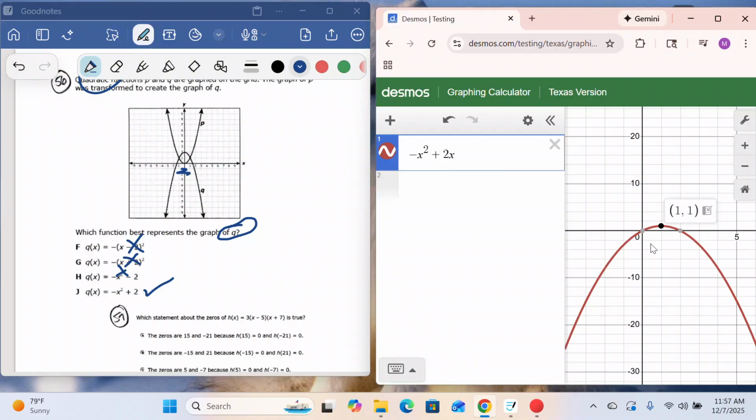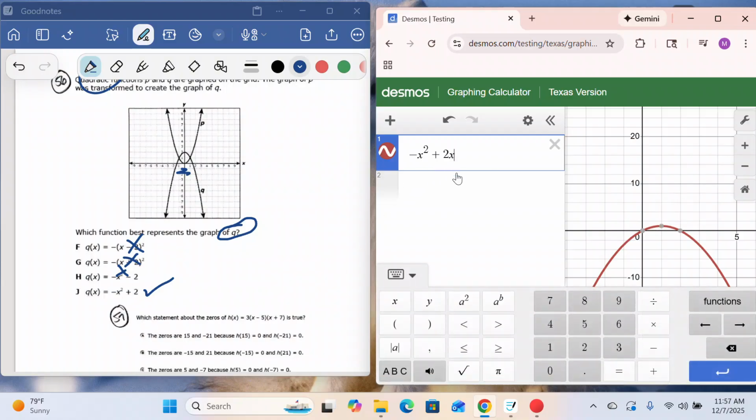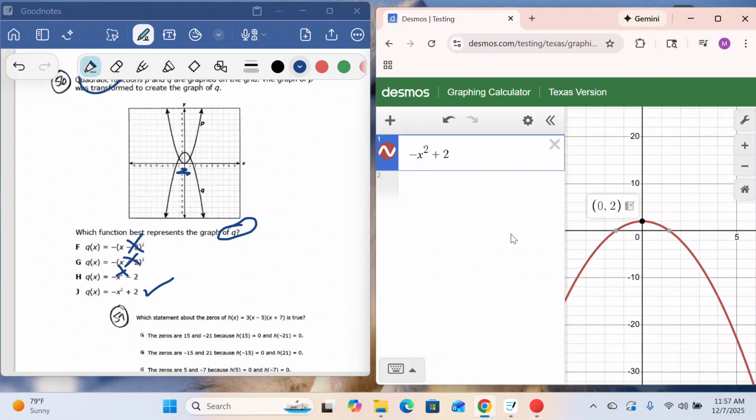And again, this does not give me a correct answer. So what does that mean? I inputted it incorrectly. You see how I put the extra x? And there it is. It switches it correctly. So once again, you got to check your inputting. And that is the correct answer.